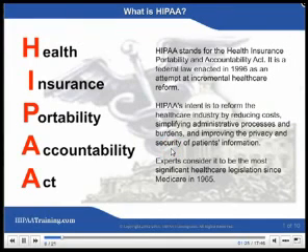What is HIPAA? HIPAA stands for the Health Insurance Portability and Accountability Act. It is a federal law enacted in 1996 as an attempt at incremental healthcare reform. HIPAA's intent is to reform the healthcare industry by reducing costs, simplifying administrative processes and burdens, and improving the privacy and security of patients' information. Experts consider it to be the most significant healthcare legislation since Medicare in 1965.